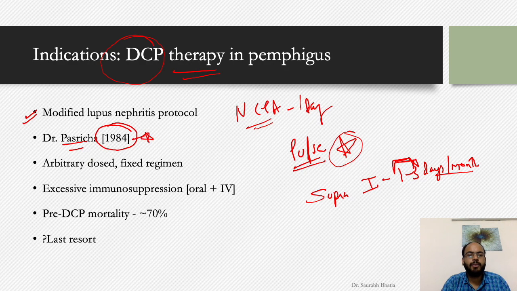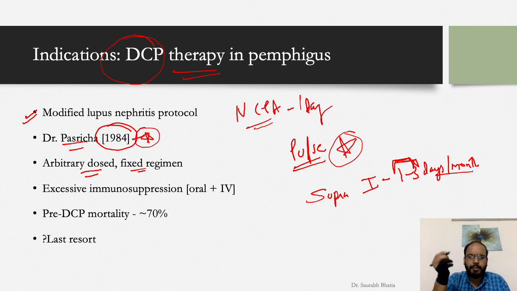So this could be a good viva question. In the year 1984, the protocol for lupus nephritis was modified for its use in Pemphigus. Okay. The dose of dexamethasone used was arbitrarily chosen, and it's a fixed regimen to be used in all patients. There are multiple modifications of DCP, and I would request anyone who would like to read about it to go and do a good PubMed search, and you will find multiple modifications in the DCP protocol.